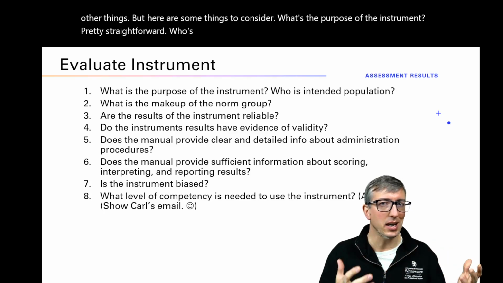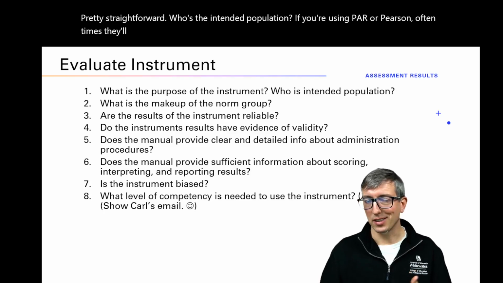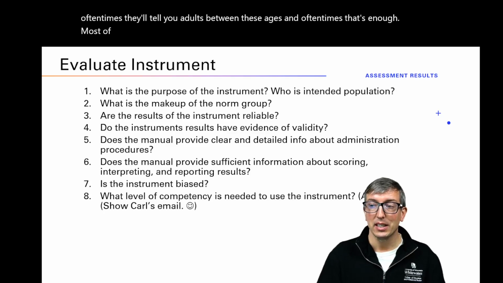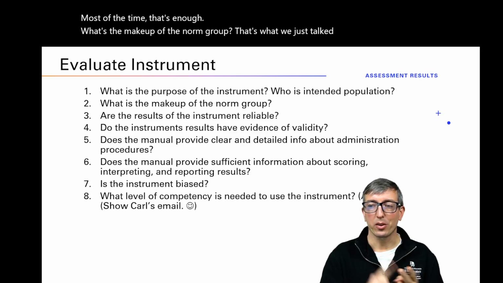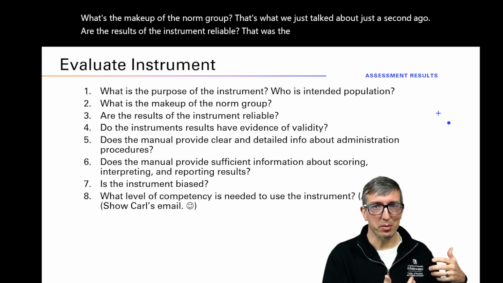If you're using PAR or Pearson, oftentimes they'll tell you adults between these ages. And oftentimes that's enough. Most of the time, that's enough. What's the makeup of the norm group? That's what we just talked about a second ago. Are the results of the instrument reliable? That was the content of last week, reliability and validity.